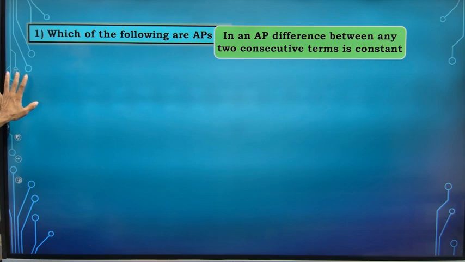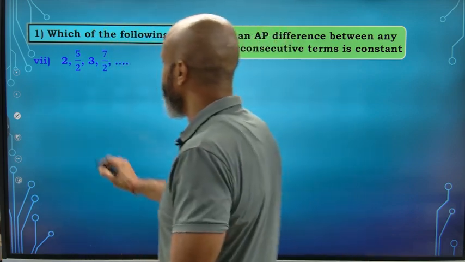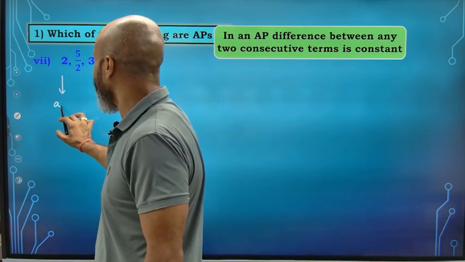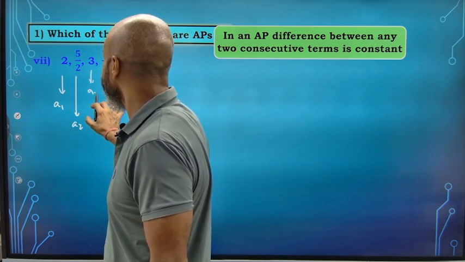The given list of numbers will be an AP. Let's say here we have 2, 5 by 2, 3, 7 by 2. So, what do we have here, people? A1 will be 2, A2 is 5 by 2, A3 is 3, this is A4.